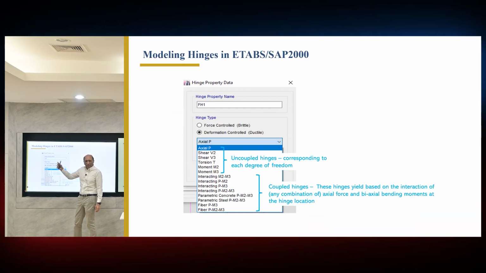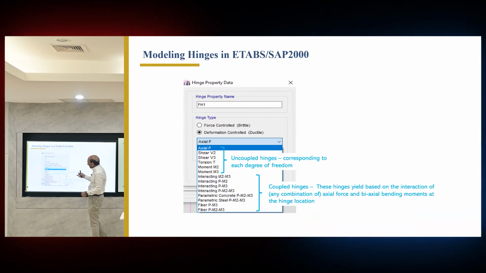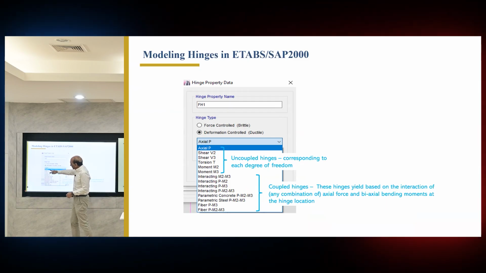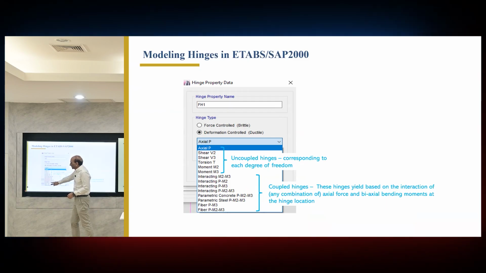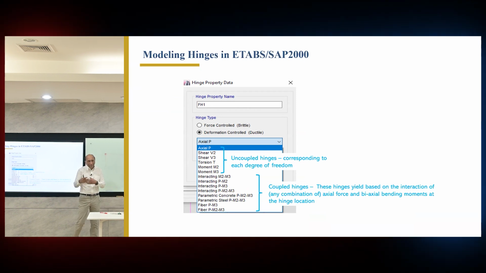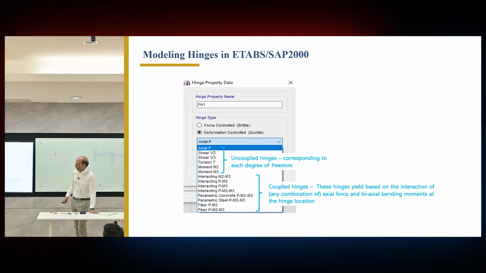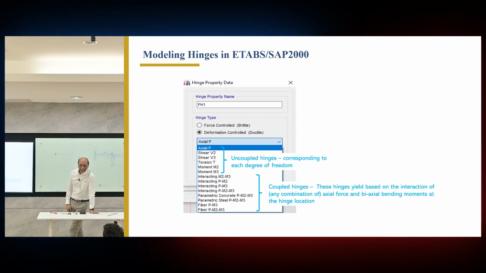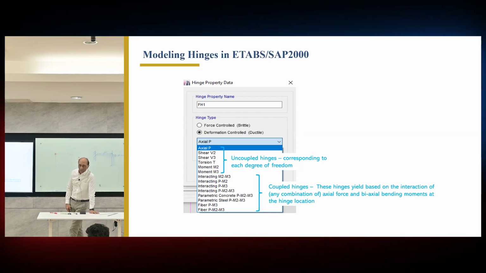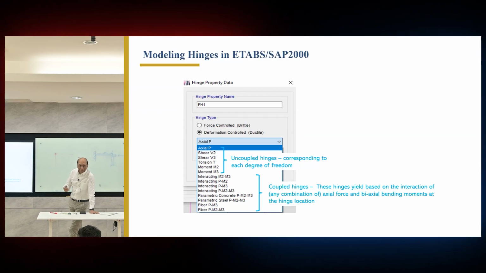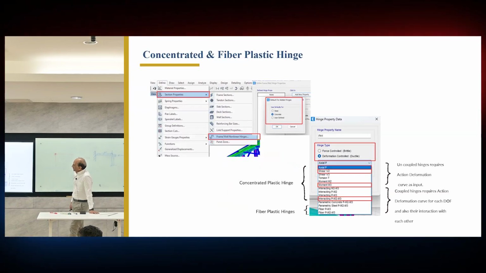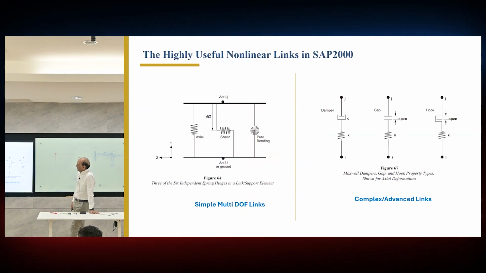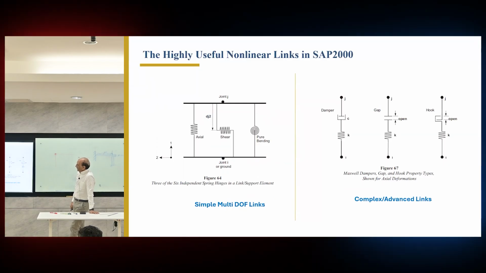So it's like hundreds of forms inside the program to specify the data. These are uncoupled, one hinge, one direction at a time. These are coupled interaction hinges. As you go to interaction hinges, they become more complicated. But true shear moment interaction doesn't exist in any of the SAP or ETABS models. So shear moment interaction is not included. These are the concentrated fiber and plastic hinges. And obviously, we already talked about the use of the nonlinear links.